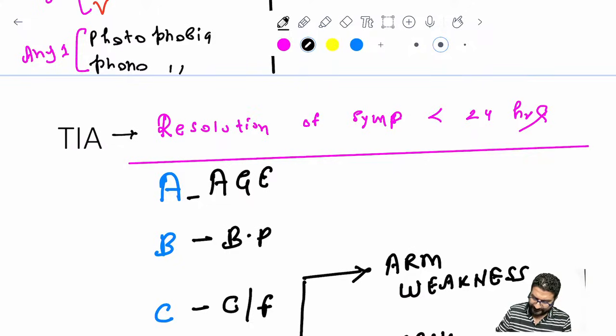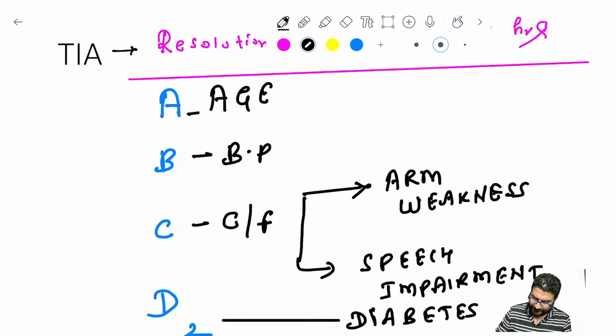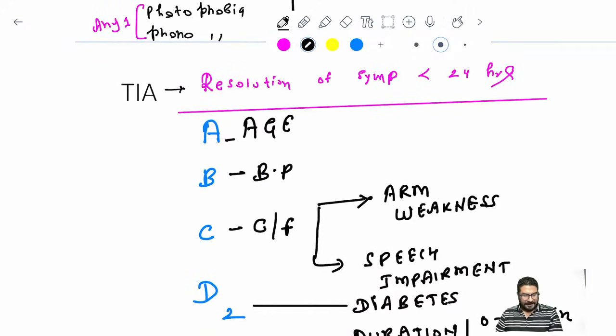D stands for diabetes. And the other D stands for duration. Duration can be 0 to 10 minutes, 10 to 59 minutes, and more than 60 minutes. So understand this thing. ABCD2 score.